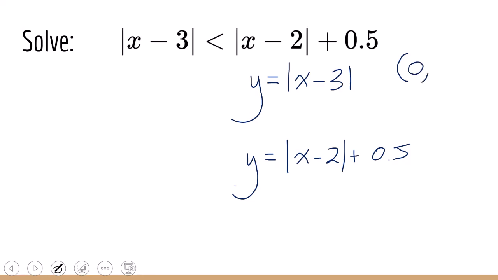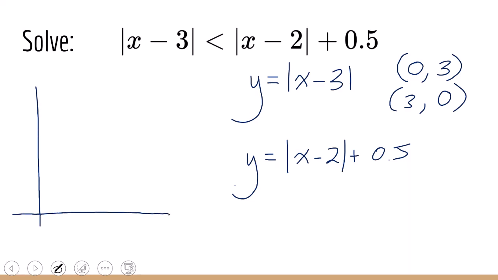So firstly, the y-intercept. When x is 0, we see that y is 3. When y is 0, we see x is 3. So let's go ahead and sketch that out. So here's my graph. I'm going to find 3 and 3, and I'm going to draw a line from 3 over here. So there's my first graph.